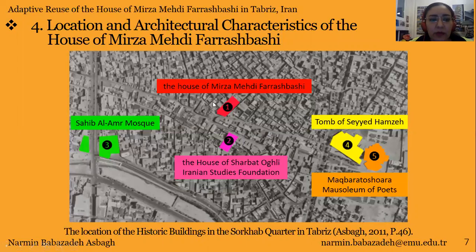Here you can see the location of the historic house of Mirza Mehdi Farrashbashi in Sorkhab quarter and the location of historic buildings like Sahib al-Amr Mosque and House of Sharbatogli or Iranian Studies Foundation and Tomb of Sayyid Hamza and Maqbarat al-Shu'ara, which is the burial place of most poets, more than 400, it is said.